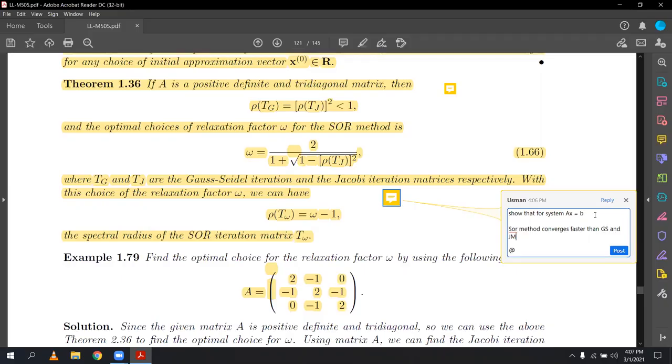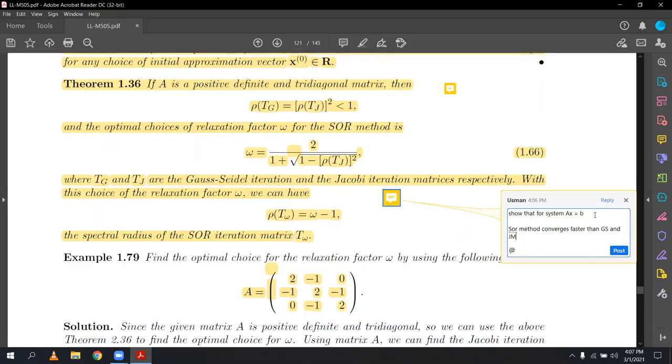Or let's say I put it another way, the question is, for this system where A is equal to this one, check whether the SOR method, Gauss-Seidel method, and Jacobi method converge. All three converge, and then show SOR converges faster than Seidel, and Seidel is faster than the Jacobi method. How can you do this one, please, here?